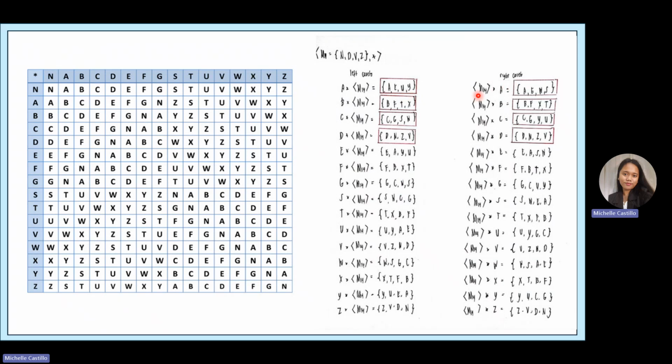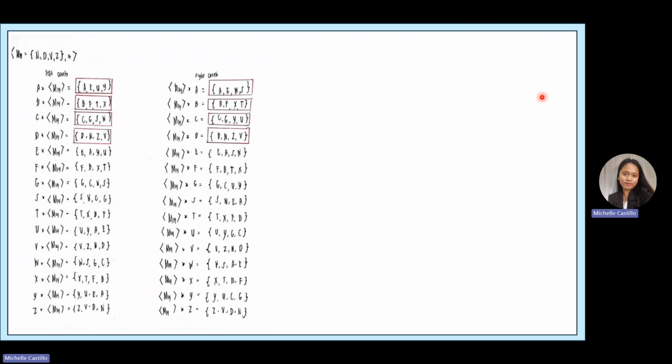Then for its right coset, we have N star A is equal to A, D star A is equal to E, V star A is equal to W, then Z star A is equal to S. Therefore, M sub 14 star A is equal to A, E, W, and S.